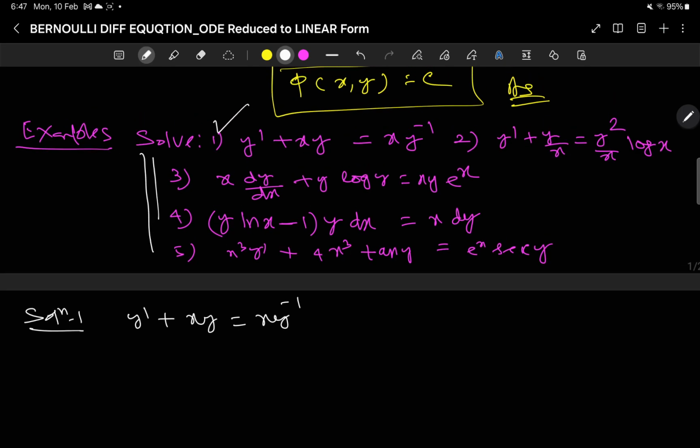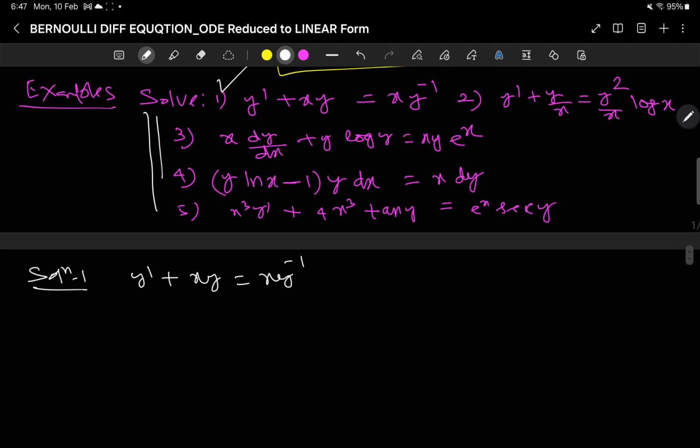Question number 1: y' plus xy is x into y to the power minus 1. Now you see this is not linear because of this. So you first divide it. Let it be my equation 1. Divide y to the power minus 1 to both sides.